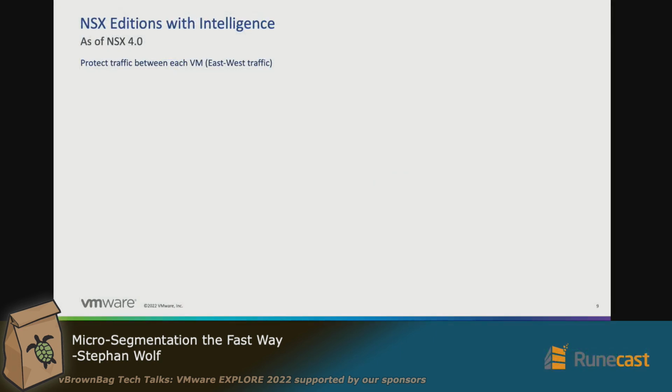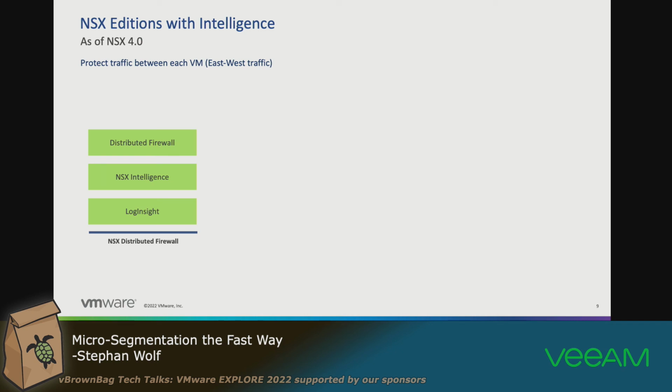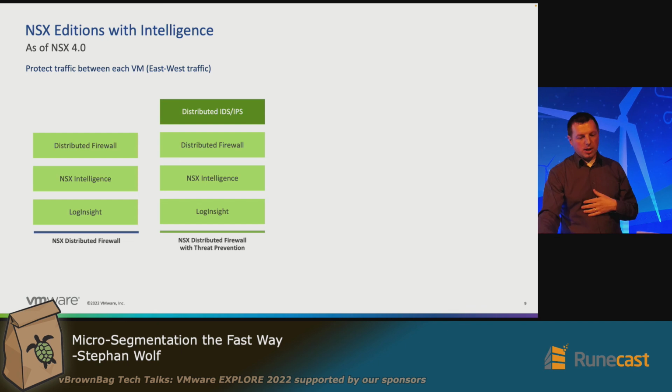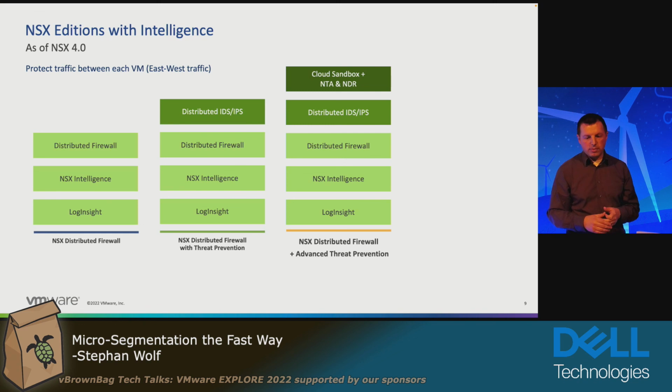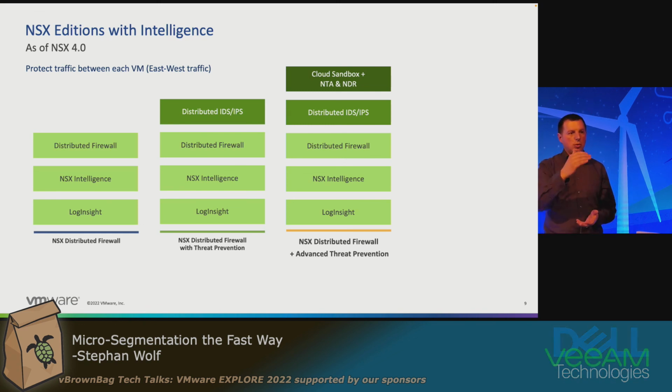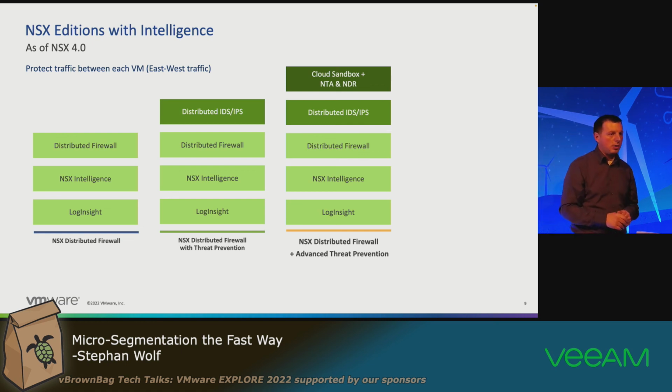So, how can you get NSX Intelligence? In the past, VMware was criticized because when I want to buy NSX, there are a whole lot of editions with a lot of features I don't need. I only want to do microsegmentation. When we want to do microsegmentation, we need the distributed firewall, NSX Intelligence, and Log Insight. So we created new editions for NSX to make it easier for customers to buy it. For example, the NSX Distributed Firewall Edition only contains these 3 things: distributed firewall, NSX Intelligence, and Log Insight. Then we have another edition with distributed IDS/IPS inside, and the 3rd edition, NSX Distributed Firewall with advanced threat prevention, where you have the full security stack. These editions are already out, you can buy them by now.